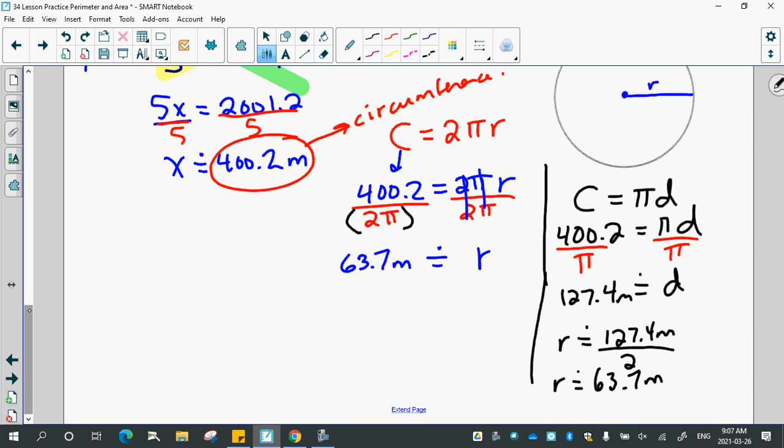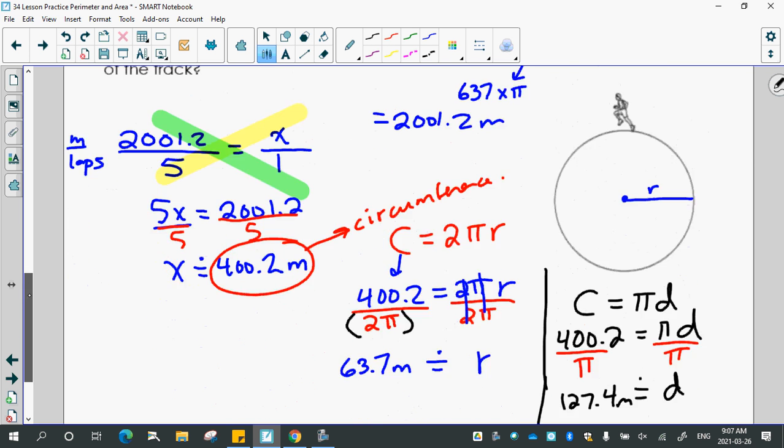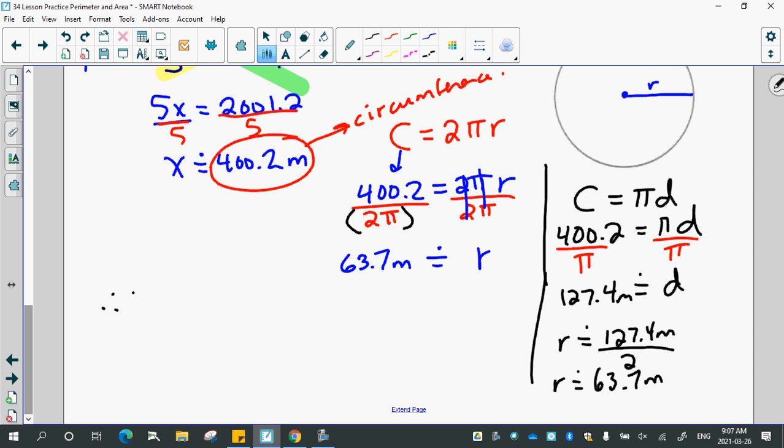We need a statement here. So what is the radius of the track? Therefore, the radius of the track is 63.7 meters.